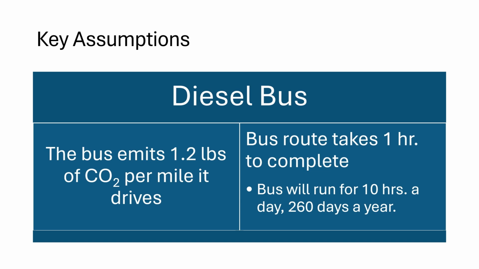Next are the assumptions surrounding the diesel bus. The bus will emit 1.2 pounds of CO2 per mile that it drives, and the bus route takes 1 hour to complete. The bus will run for 10 hours a day, 260 days a year.